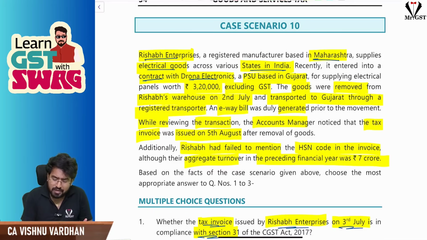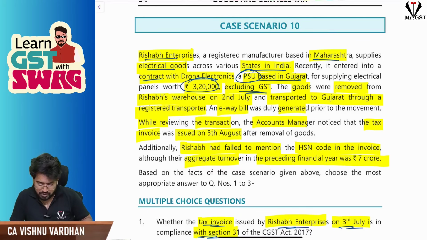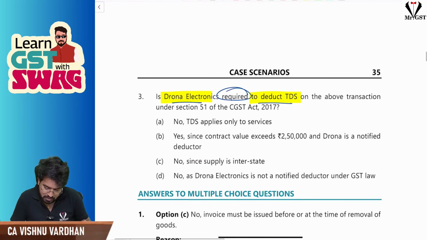He got a contract with Drona Electronics, a PSU based in Gujarat, and he's supplying electricals worth 3,20,000 excluding GST. And Drona being a PSU, TDS will come into picture because it is excluding GST greater than 2,50,000. So the answer for this is yes. Since contract value exceeds 2,50,000, Drona is a notified deductor. Yes, TDS will come into picture.